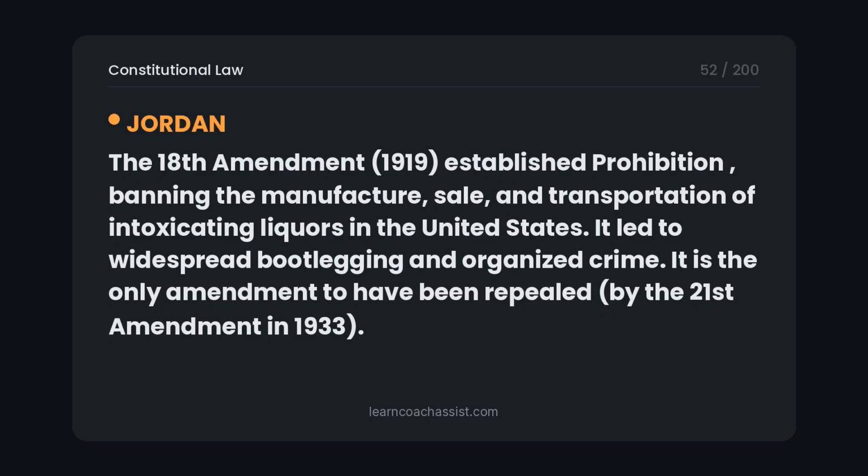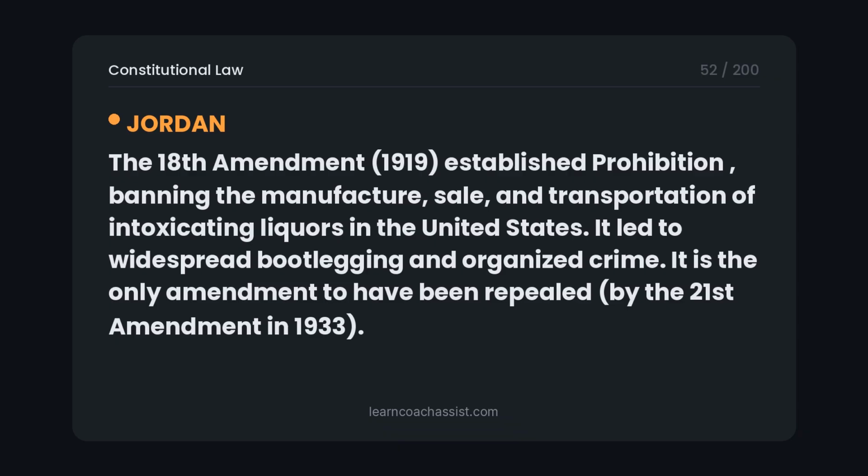What is the 18th Amendment? The 18th Amendment, 1919, established prohibition, banning the manufacture, sale, and transportation of intoxicating liquors in the United States. It led to widespread bootlegging and organized crime. It is the only amendment to have been repealed, by the 21st Amendment in 1933.